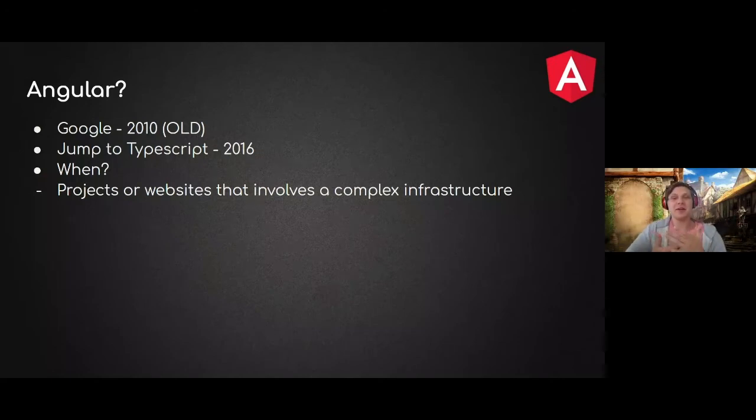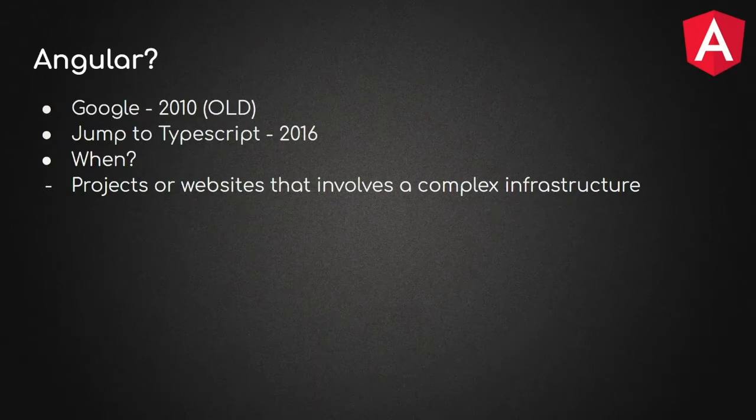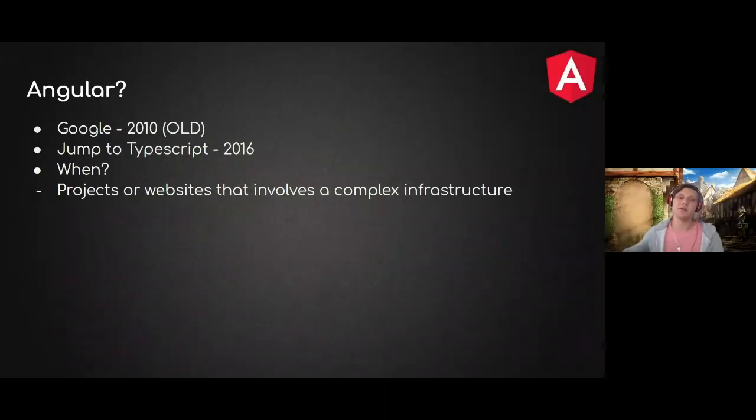Angular is a front-end framework developed by Google, and it was released in 2010, which makes it one of the oldest frameworks. Google also made the jump from JavaScript to TypeScript in the release of Angular 2. And when would Angular be used instead of React? Angular, like Ivan said, is more of a full-fledged solution. So Angular is used mostly for large-scale projects that involve a complex infrastructure.